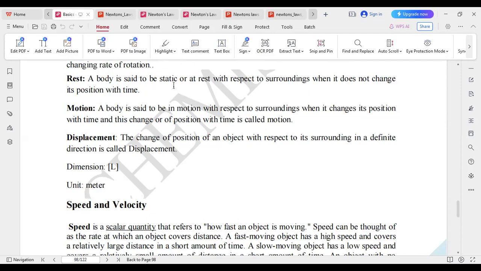Rest. What is the definition of rest? A body is said to be static or at rest with respect to its surroundings when it does not change its position with time. So rest means sthir. Motion: a body is said to be in motion with respect to its surroundings when it changes its position with time. This change of position with respect to time is called motion. Displacement: the change of position of an object with respect to its surroundings in a definite direction is called displacement, whose dimension is L and unit is meter.